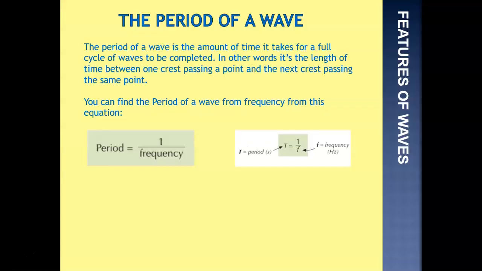Okay, now the time period of a wave, that's the time it takes for a full cycle of waves to be completed. So it's the length of time between one crest passing a point and the next crest passing a point. It's the amount of time for one wavelength to pass a certain point. And we find the period of a wave from its frequency. Is this the equation that we use? You need to copy this equation down because you will need to use it. The time period is equal to 1 divided by the frequency. Pause the video to ensure you've got that down.